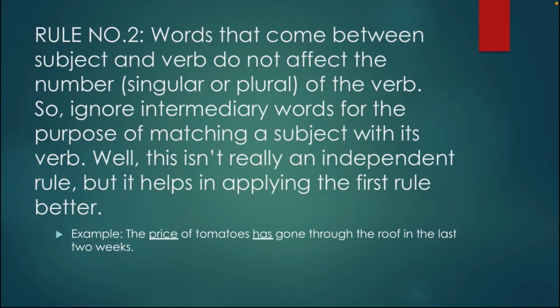For example, the price of tomatoes has gone through the roof in the last 2 weeks. So we have the price and has. And another example is a consortium of banks has lent 200 million US dollars to ABC Limited. So we have consortium and has.